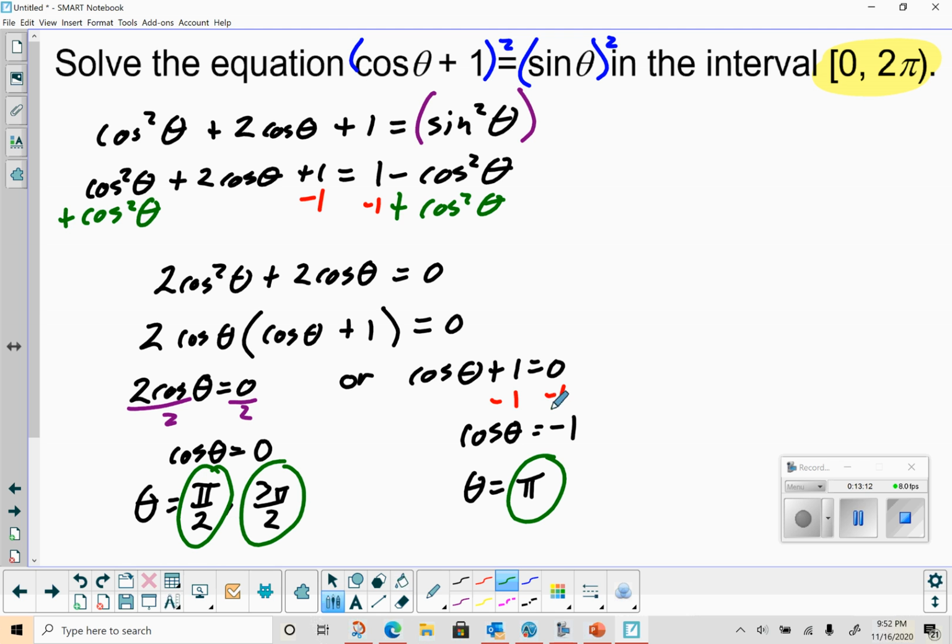When the directions restrict the interval, we don't have an infinite number of solutions. In this case, we have just those 3. But wait, isn't this supposed to be a 5-step process? We set it equal to 0. We factored it. We set each factor equal to 0. We've solved. What's this mysterious 5th step that you're talking about, Mr. Mark? We check. We have to go back.